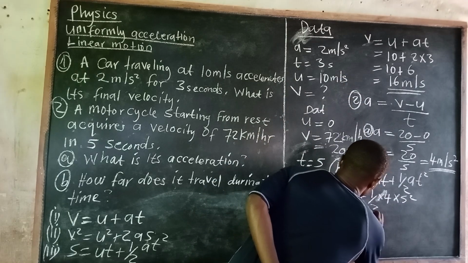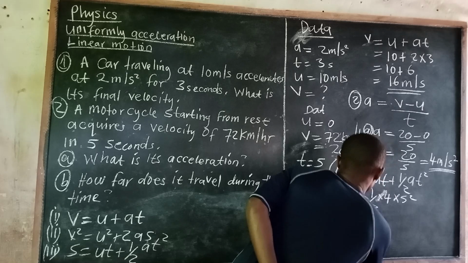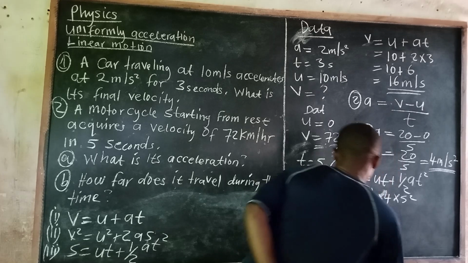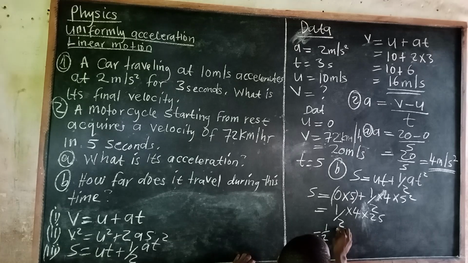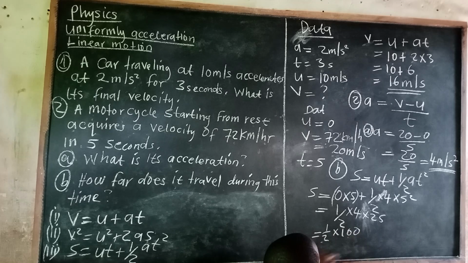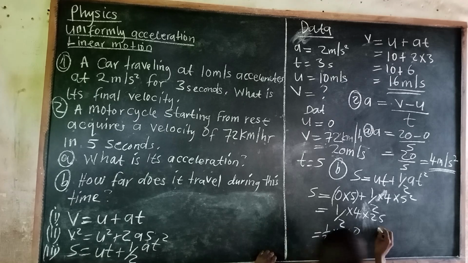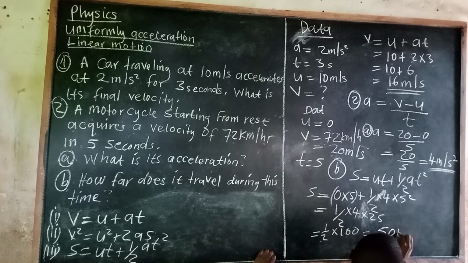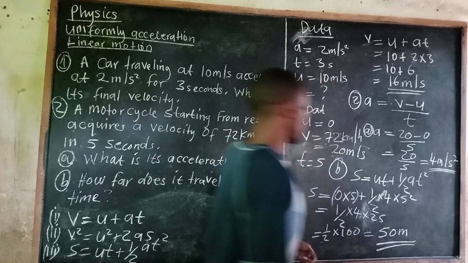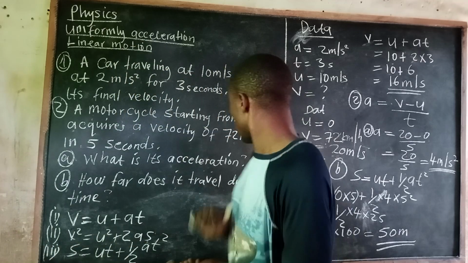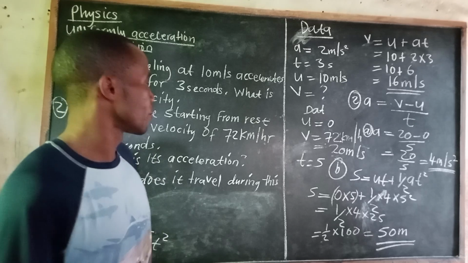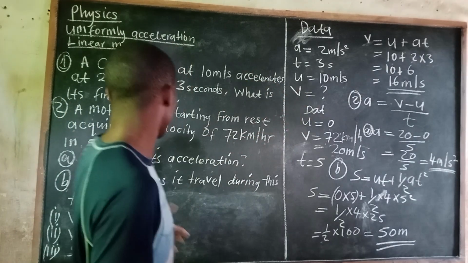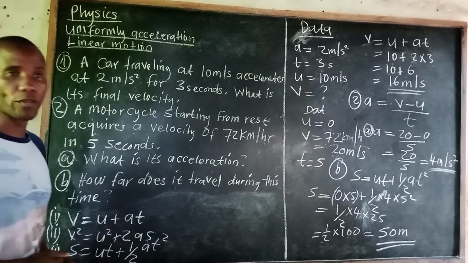So 1 over 2 times 4 times 25 is 100 over 2, which is 50. So we are saying 50 meters, because distance is measured in meters. That will be our answer on that one. It means we are done and we have scored all the marks that we are supposed to get from here.